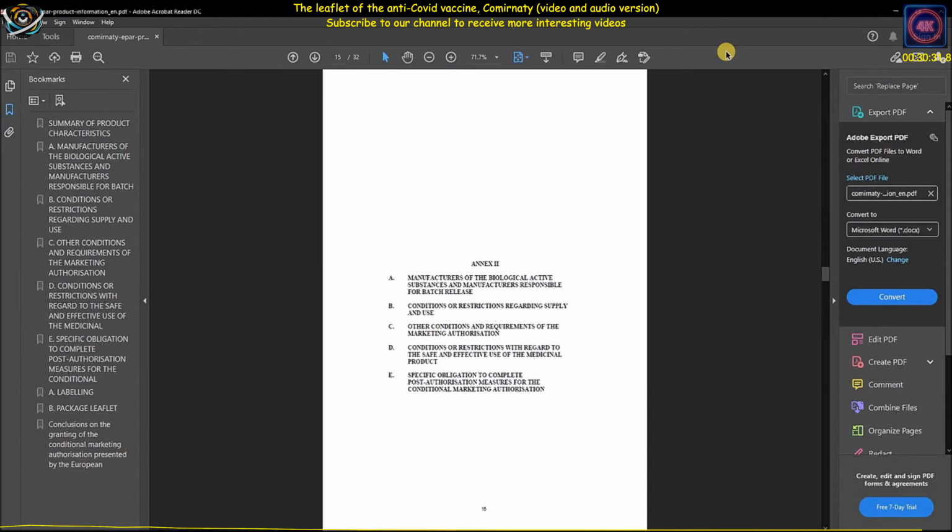B. Conditions or restrictions regarding supply and use. C. Other conditions and requirements of the marketing authorization. D. Conditions or restrictions with regard to the safe and effective use of the medicinal product. E. Specific obligation to complete post-authorization measures for the conditional marketing authorization.